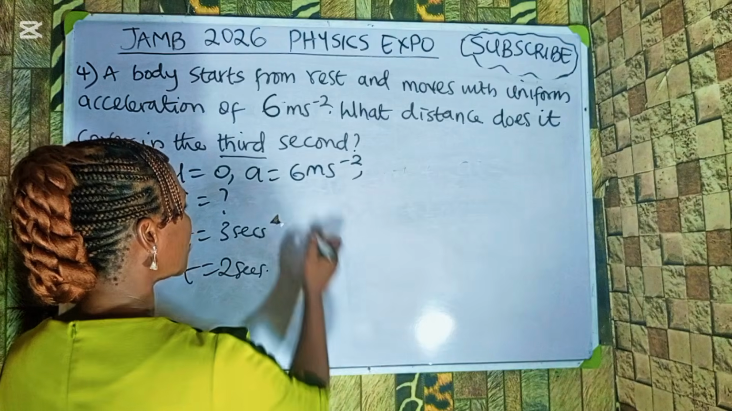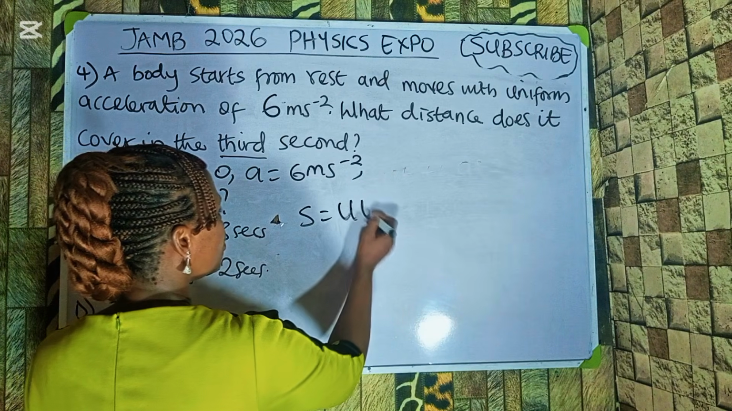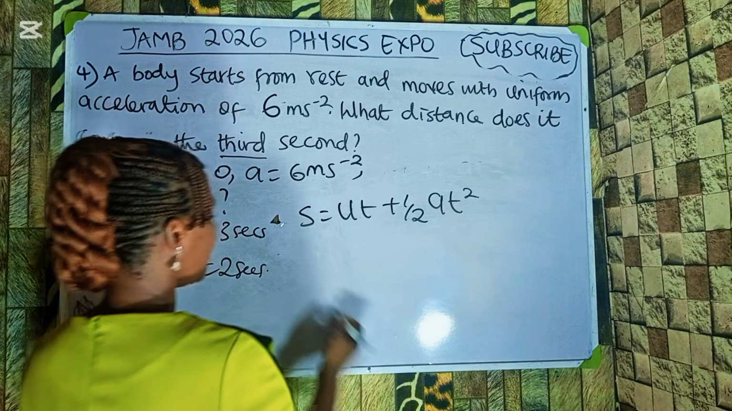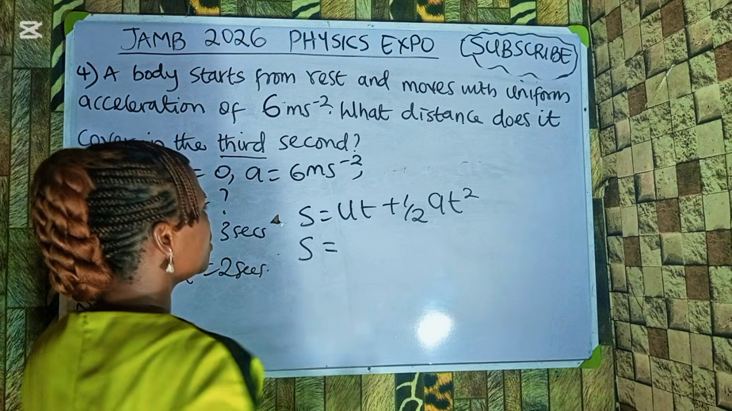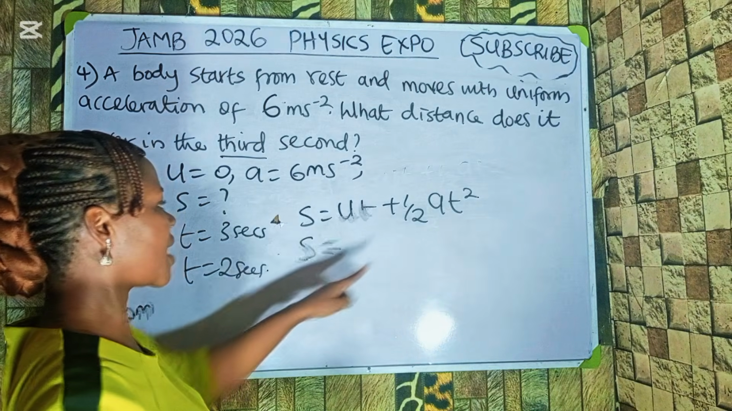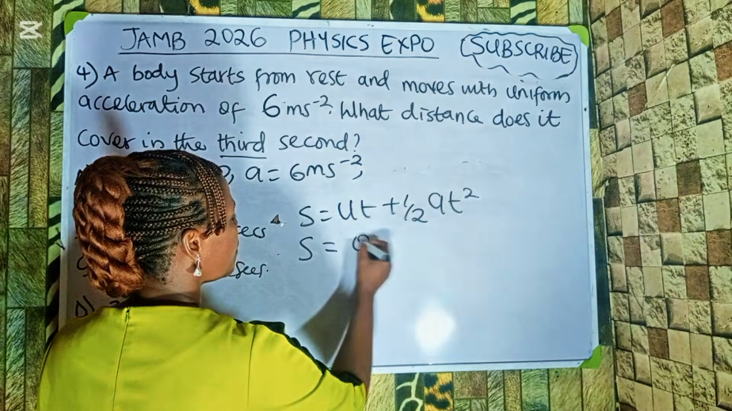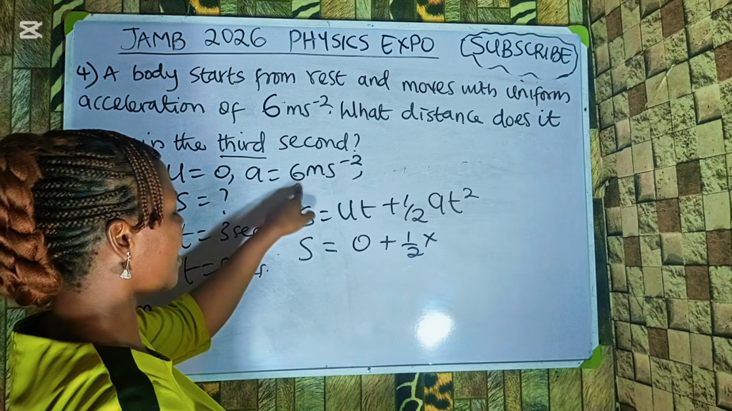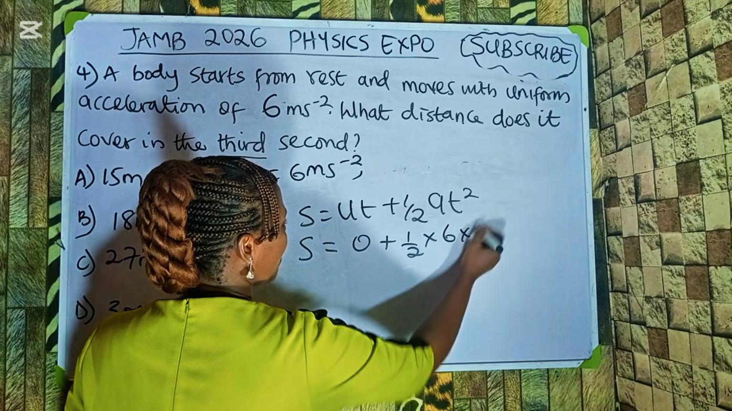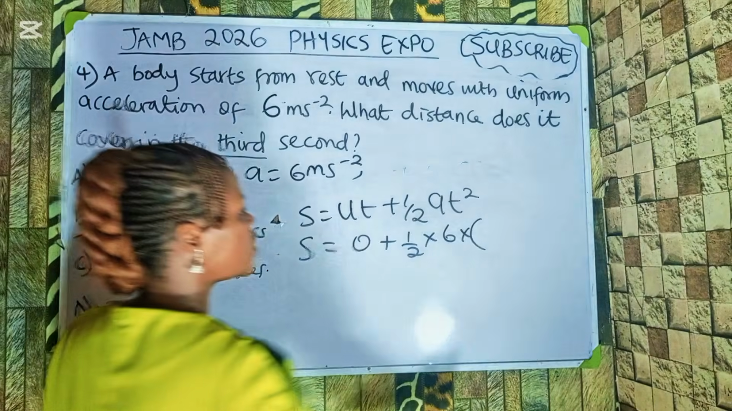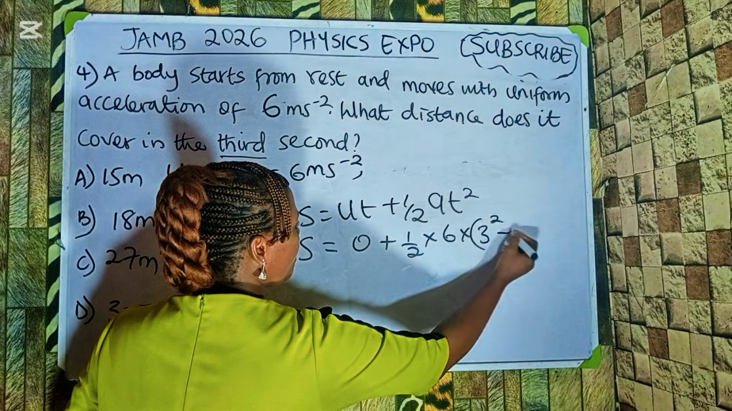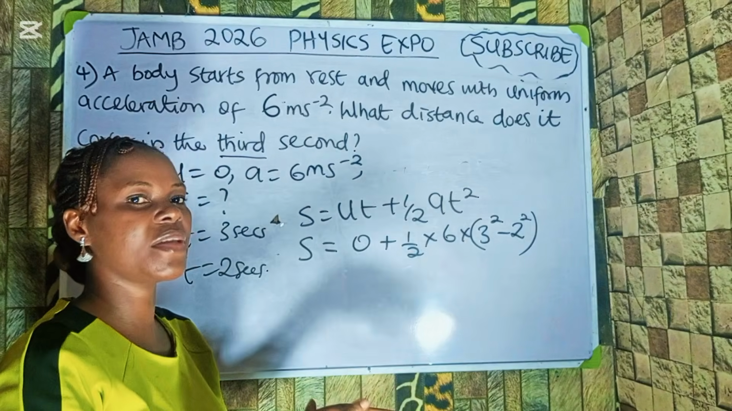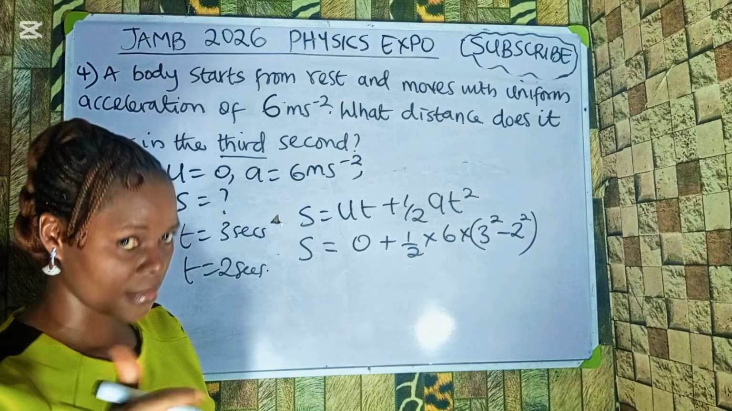Now using this equation, x is equals to ut plus half at square, right? So my x is equals to, u is equals to 0, right? So automatically everything here becomes what? 0. Then plus 1 over 2 times, what is my a? My a is 6. That is 6 times. Okay, then coming to the time, I'm going to say this is 3 square minus 2 square. So this will give me a short method instead of solving them separately with different time, right?